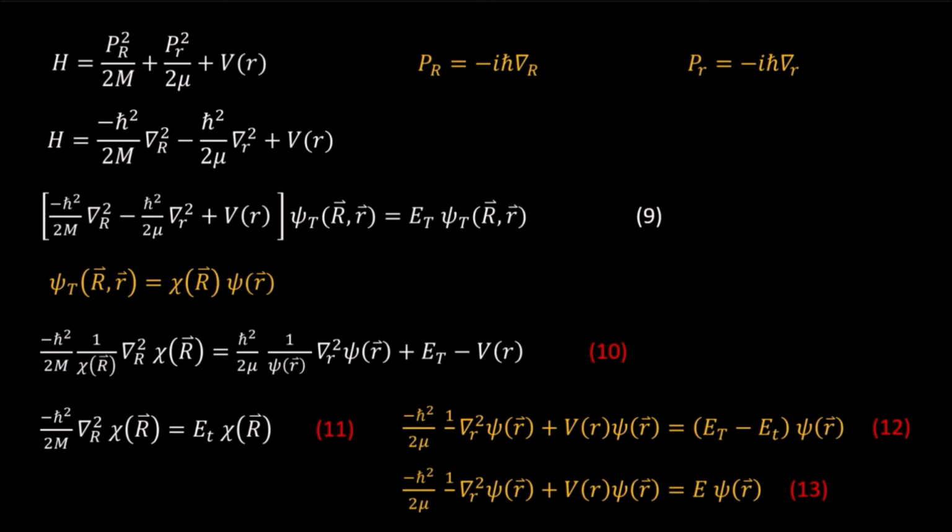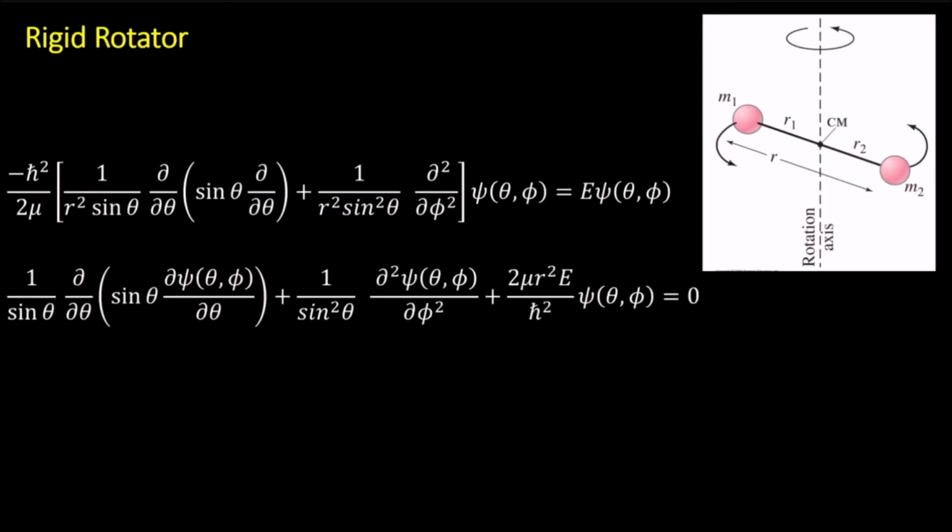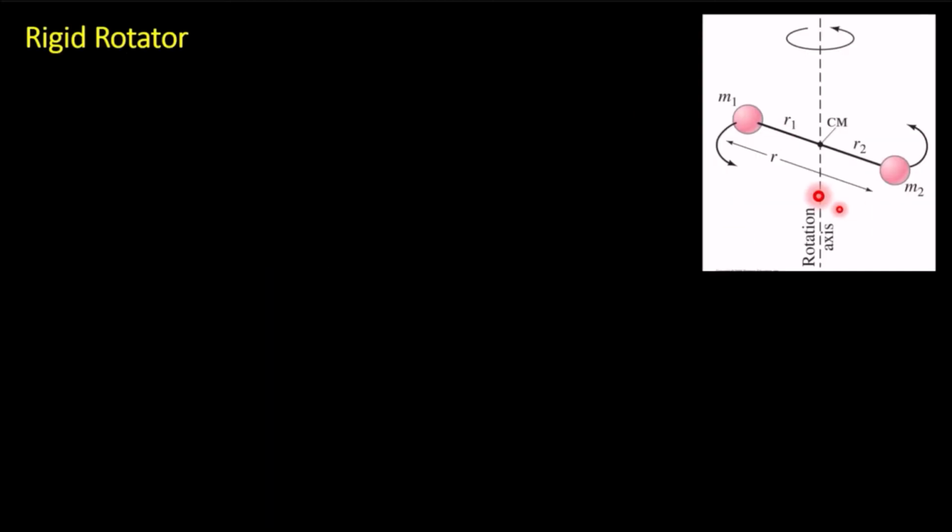And now we are going to use these results to study the case of a rigid rotator. A rigid rotator consists of two masses m1 and m2 separated by a fixed distance r. It is called a rigid rotator because even during its course of rotation we assume that this length remains constant.